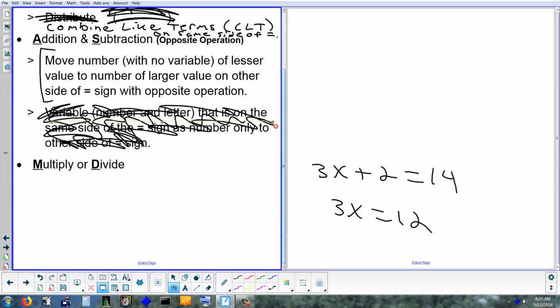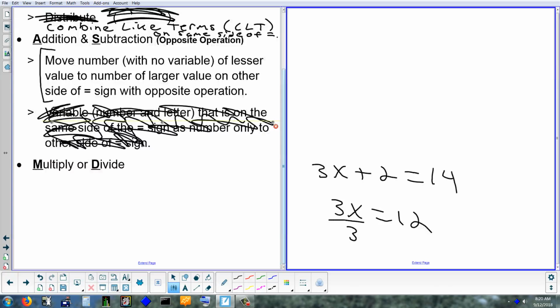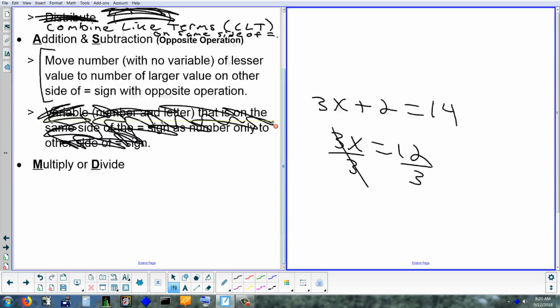So now under multiply or divide, that's the last step. And now in this problem, you would end up dividing both sides by 3. Okay, that's an example of what we did yesterday.